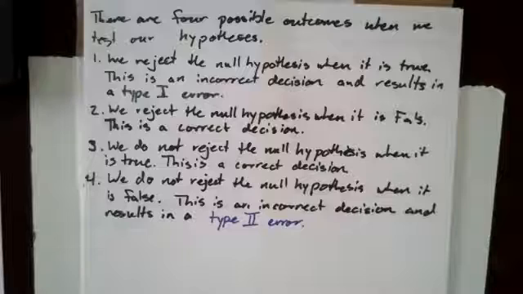Second, we reject the null hypothesis when it's false. This is a correct decision. Third, we do not reject the null hypothesis when it is true. This is also a correct decision. And fourth, we do not reject the null hypothesis when it is false. This is an incorrect decision and results in a type 2 error.